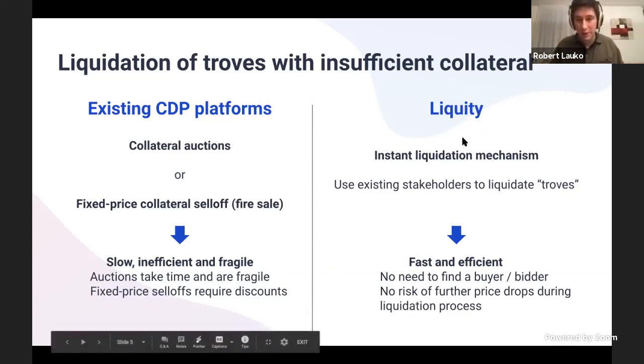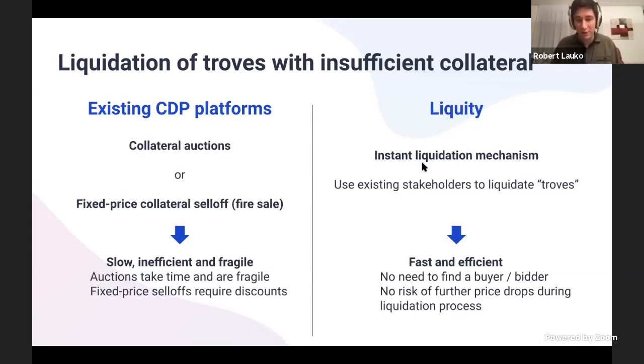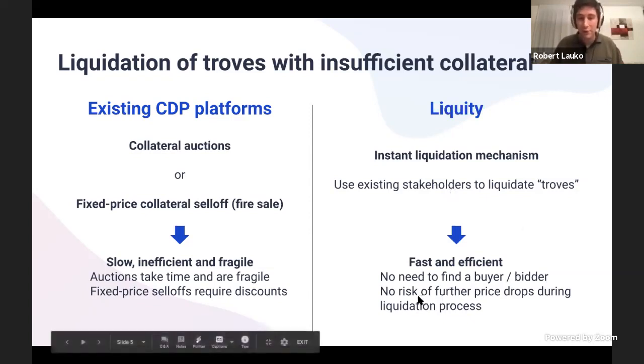So we, on the other hand, try to do it differently by introducing a mechanism for liquidations where we can basically use the existing stakeholders in our system to liquidate our troves. So we call the CDPs in our system, the individual borrowers' positions, troves. Just to clarify that expression here. What we want to achieve with that is this fast and efficient liquidation, so that there is no need to find a buyer or bidder, because they are already available somewhere in our system. And there should be no risk of further price drops, which could happen during a lengthy liquidation process.